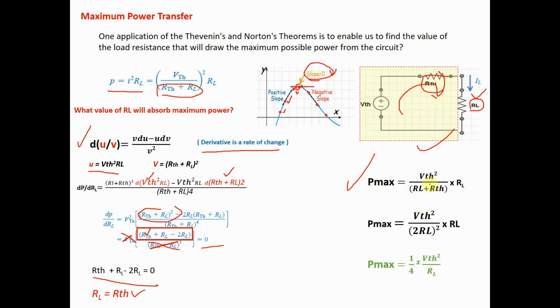Right? Okay? So now, let us try to substitute the values. VTH squared over RL plus RTH. I will substitute RTH with RL. So square it. Okay, VTH squared. Oh, so this is wrong. This is inside the parenthesis, so it should be squared also here. So we will have Pmax equal to 1/4 multiplied by VTH squared over RL, right? Because here we'll cancel RL, so there is only one RL. So this is the equation for maximum power transfer.